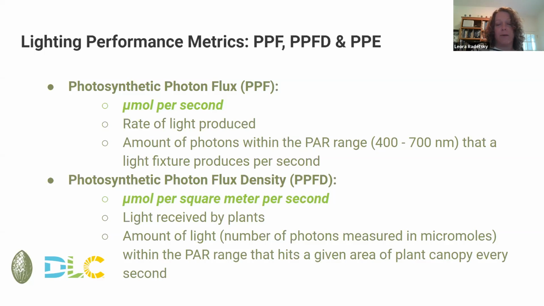So up light, down light, light that goes to the side. And what you get is a spectral power distribution, or an indication of how much total light you have and what the spectrum of light looks like.